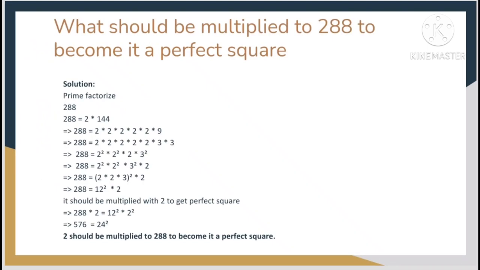Let us take another example. What should be multiplied to 288 to get a perfect square? 288 can be written as 2 into 2 into 2 into 2 into 2 into 9, that is nothing but 3 into 3. So here we have 2 into 2, 2 into 2, and 2. The 2 is single and not paired, so the extra element is 2. That should be multiplied to make a pair. So we should multiply by 2 to make it a perfect square.